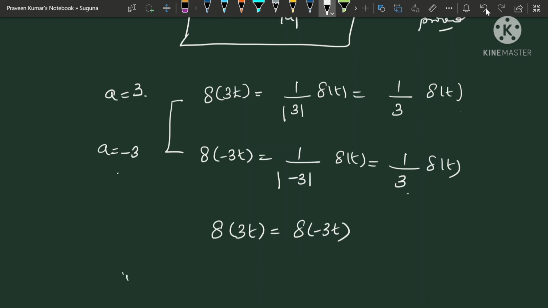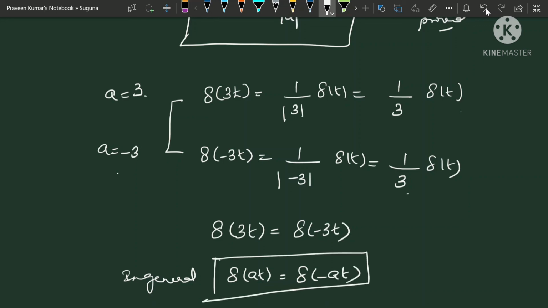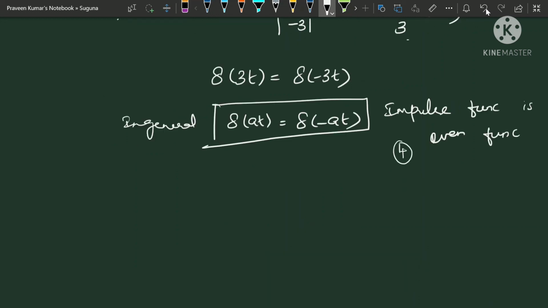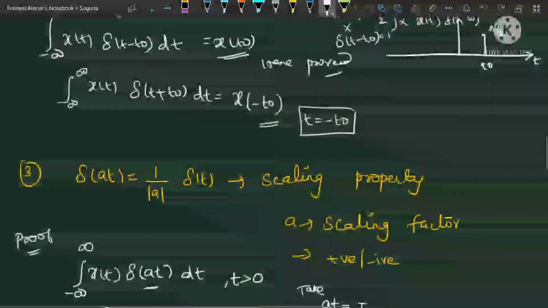In general, delta of at is equal to delta of minus at. This equation says the impulse function is an even function. This is the fourth property which we have derived from the scaling property. So these are all the properties of the impulse function.